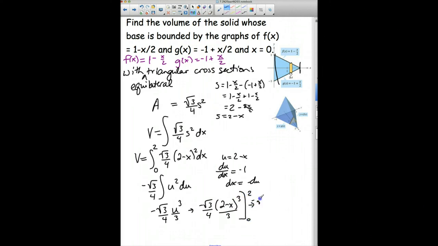So negative square root of 3 over 4. 2 minus 2 is 0 cubed, so blah blah blah, 0. And then put in 0. 2 minus 0 is 2. 2 cubed is 8, so I have 8 thirds. So I have negative square root of 3 over 4 times 8 thirds. So minus and negative gives me plus, that's gone. So I have 8 root 3 over 12, which reduces to, because a 4 can come out of both of them, 2 root 3 over 3. And that's your final volume.